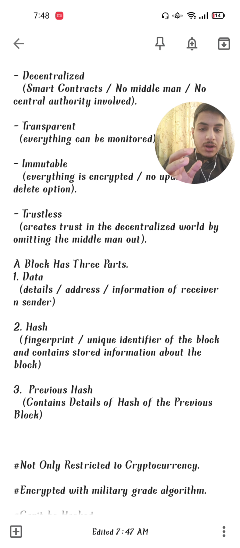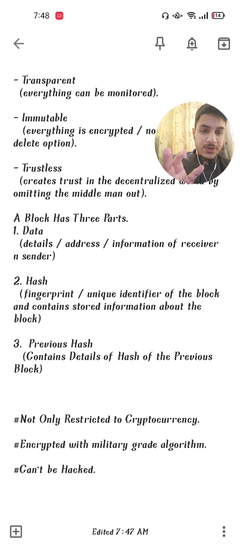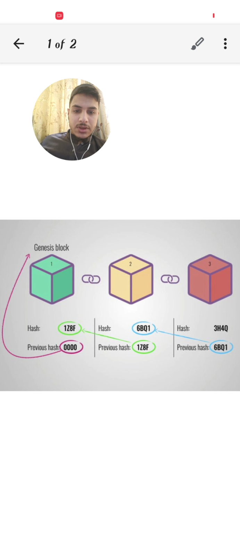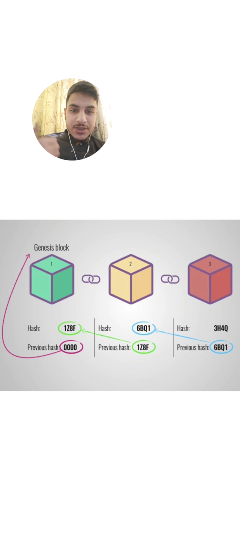And a block contains the third part, which is the previous hash, meaning it contains the hash of the previous block, through which it maintains the chain. The chain is basically maintained through the previous block's hash. So let's take a look here. It's the genesis block. The blockchain started from here. It has its own hash, but it doesn't have any previous hash because it's the starting block of the blockchain.